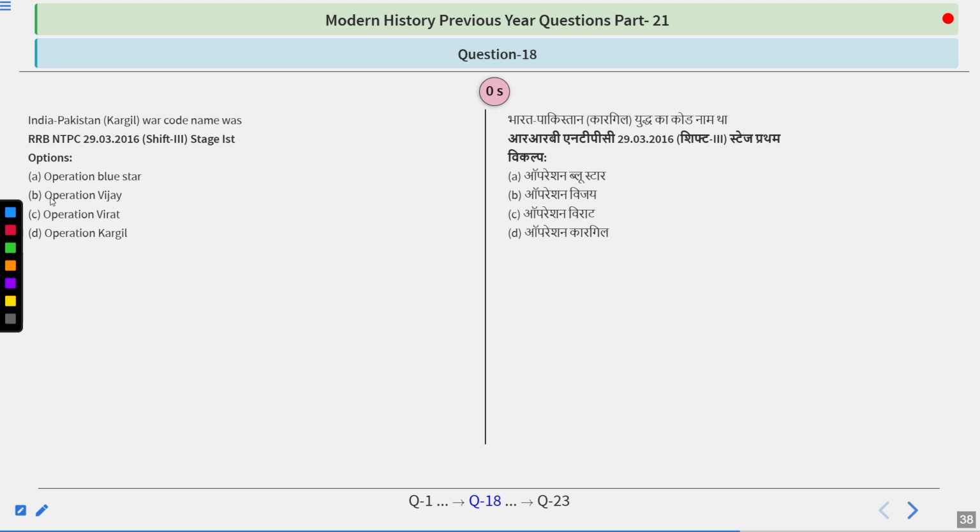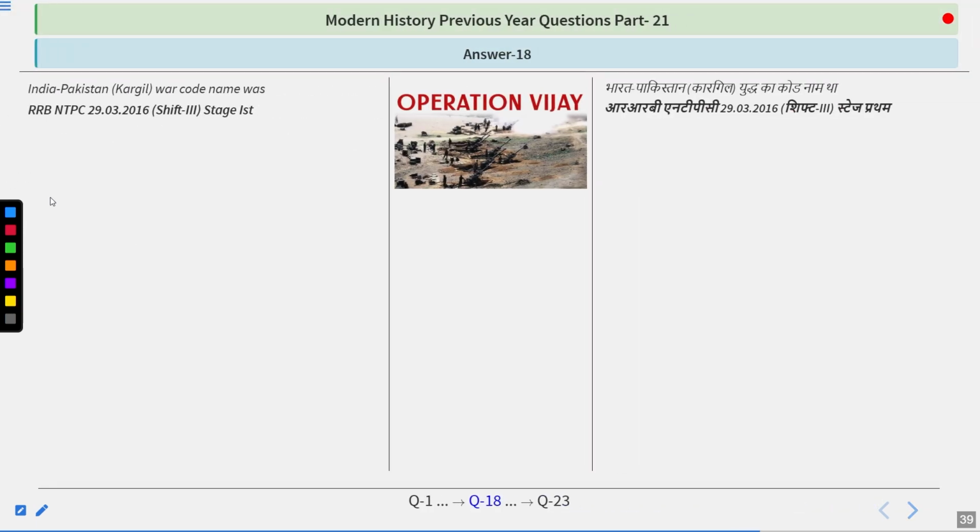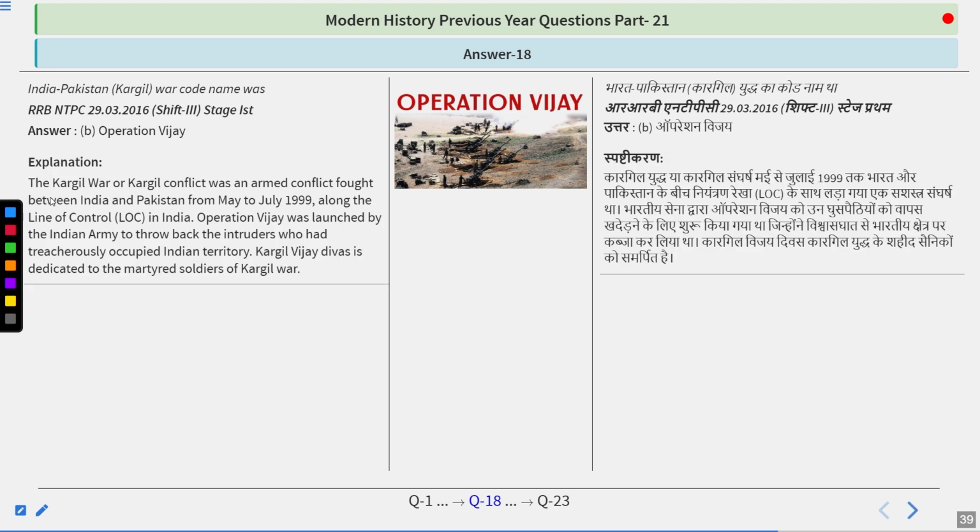And I guess the answer you are looking for is quite right because the answer is Operation Vijay. So the Kargil War or Kargil conflict was an armed conflict fought between India and Pakistan from May to July 1999 along the line of control in India. Operation Vijay was launched by the Indian Army to throw back the intruders who had treacherously occupied Indian territory. Kargil Vijay Divas is dedicated to the martyr soldiers of Kargil war. So remember, Operation Vijay is the code name of the operation related to the India-Pakistan Kargil war in the Dras sector of Ladakh.